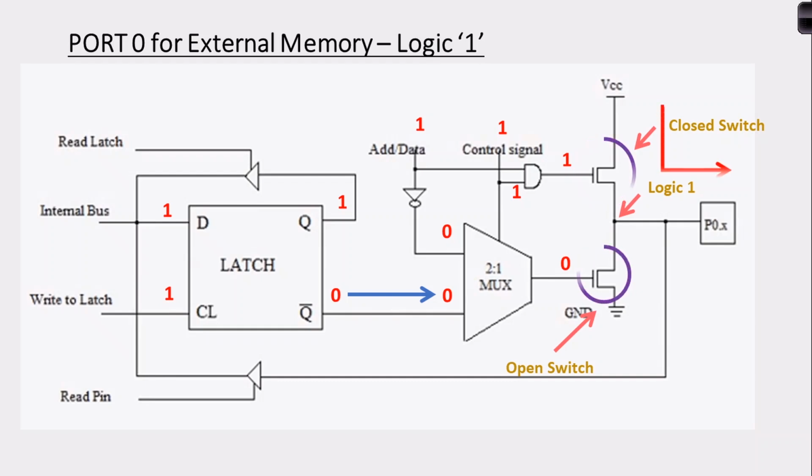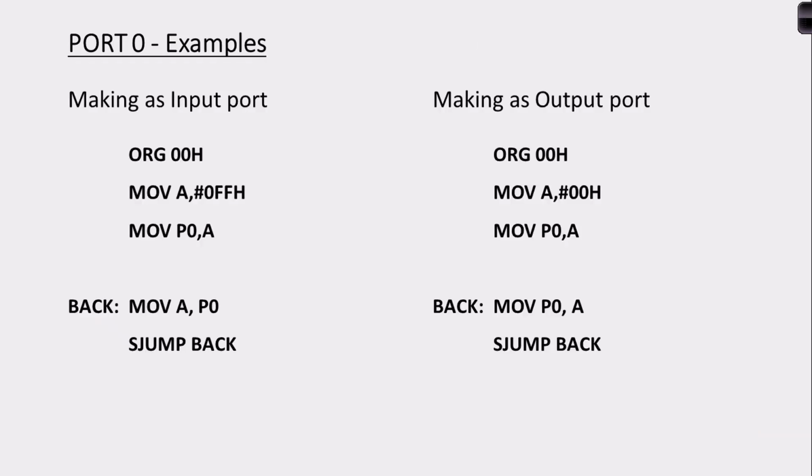Based on these diagrams, what we can say is that if you want to use port 0 as an input port or output port, then we should make use of pull-up resistors. We should connect a pull-up resistor which is connected to VCC. Usually these pull-up resistors are in the range of 10 kilo ohm. Now let us look into the examples in port 0.